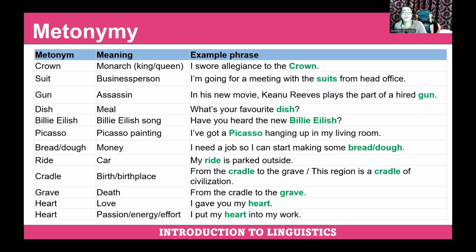So, another example, suit. A business person. I'm going for a meeting with the suits from head office. Next, gun means assassin. In his new movie, Keanu Reeves plays the part of a hired gun. Parang assassin or killer. Dish, which means a meal. What's your favorite dish? Then we have Billie Eilish. Meaning Billie Eilish song, not just the singer, di ba? Have you heard the new Billie Eilish?